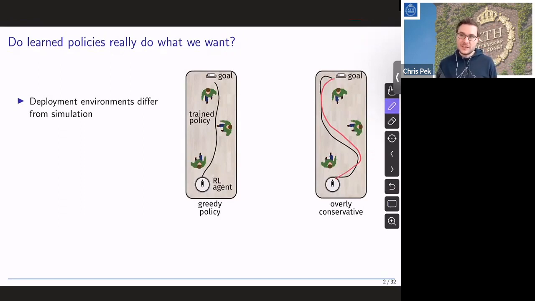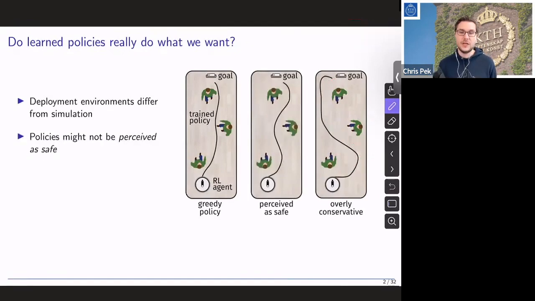However, it could be that this trained policy is not perceived well by users of the system. So if you buy this robot in the deployment environment, it could be that the greedy policy for you feels unsafe, whereas the overly conservative one really feels overly conservative and you think the robot is not making progress at all. So we would like to have something that is in between so that the user of the system perceives the policy as safe. So that's one of the things we will talk about today, that training a policy given our reward structure might solve the task, the goal, but certain properties that are hard to model, for instance, in this case, is it perceived as safe by humans, is difficult to obtain.